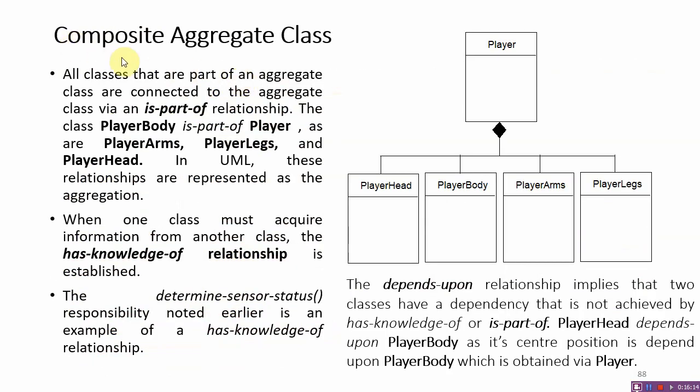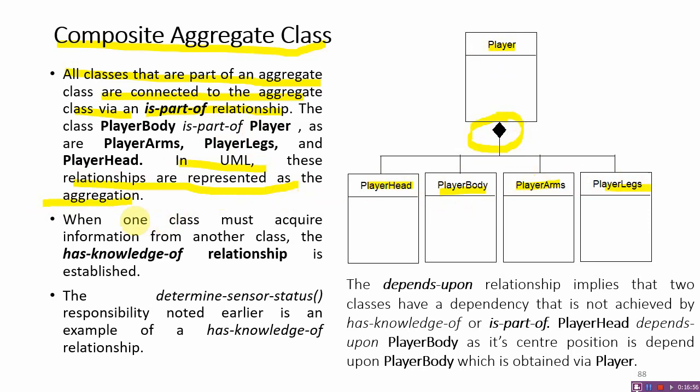Now let us talk about these three relationships by making use of a composite aggregate class. So all classes that are part of an aggregate class are connected to the aggregate class via an is part of relationship. The class player body is a part of player. The classes player arm, player head, and player legs are all part of the player. So in UML, these relationships are represented as the aggregation. So you can see the symbol of aggregation over here.